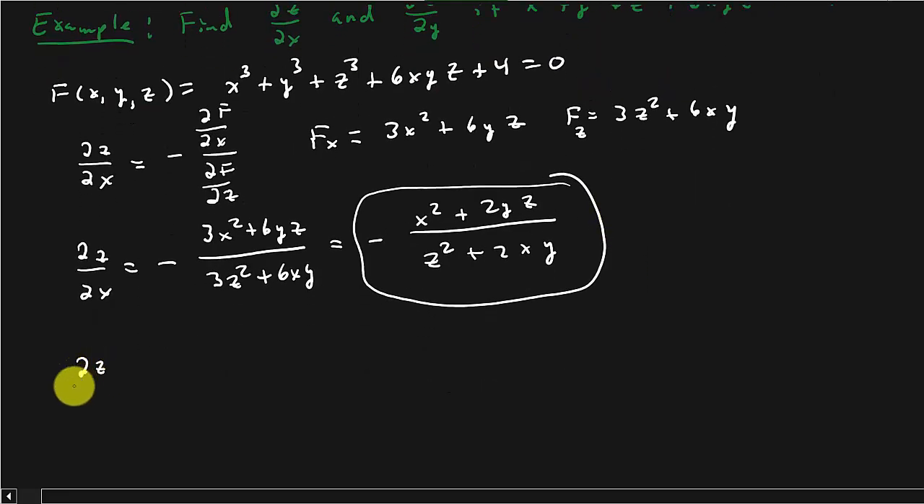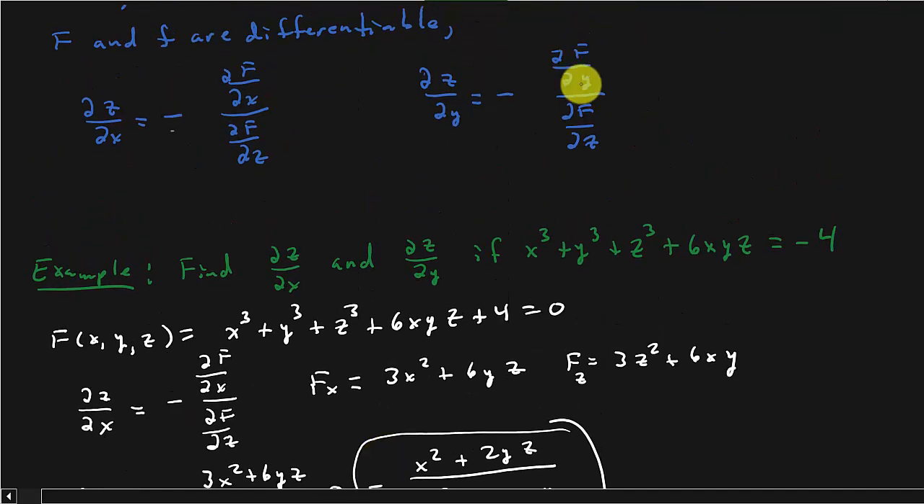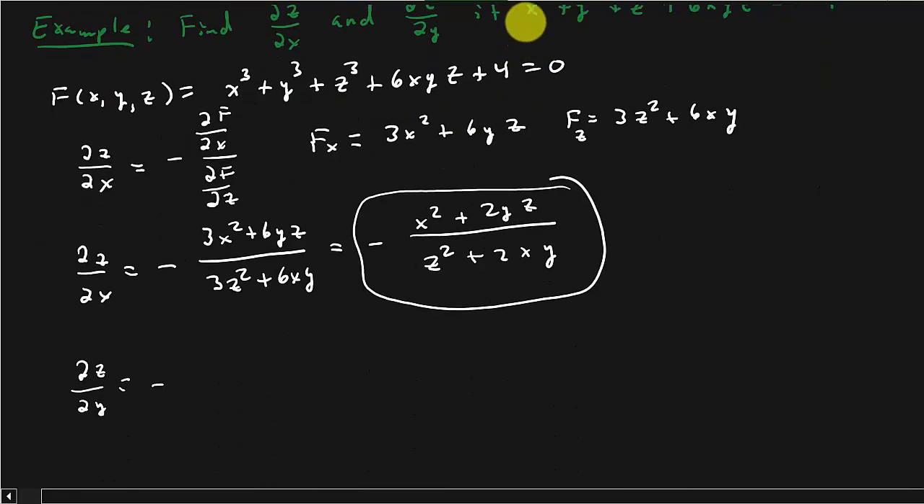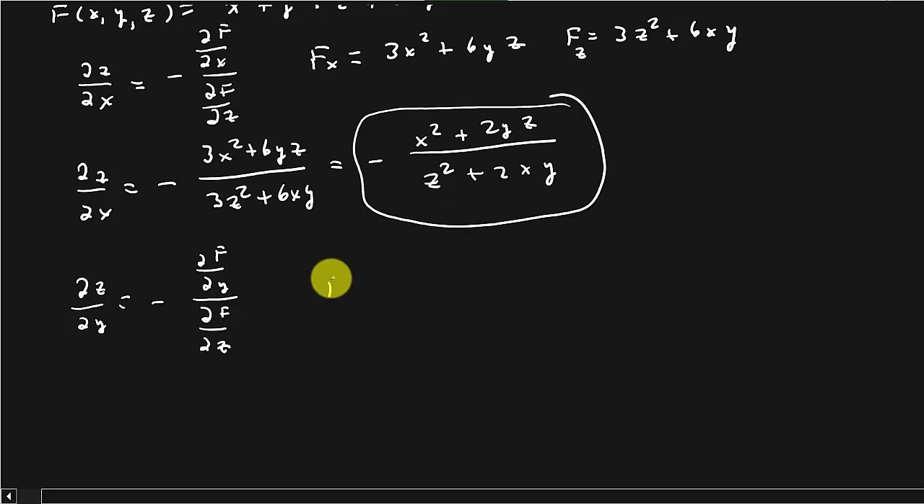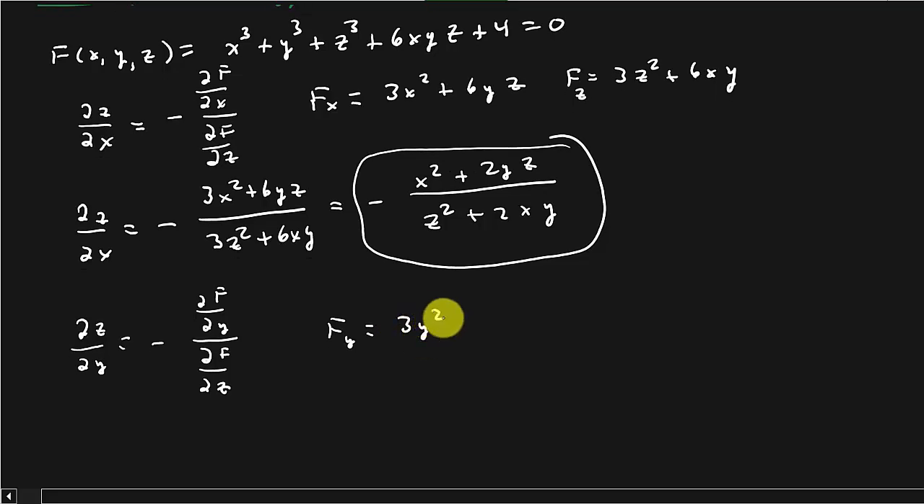All right, so this is pretty easy, right? And then we want the partial of z with respect to y, which is negative partial with respect to y over partial with respect to z. The partial with respect to y is going to be 3y squared plus 6xz. And we already found the partial with respect to z. We'll just write it down here again so we can see it when I scroll back up.